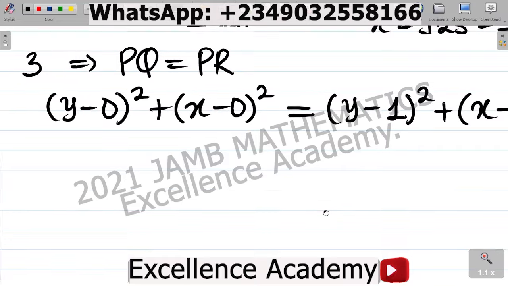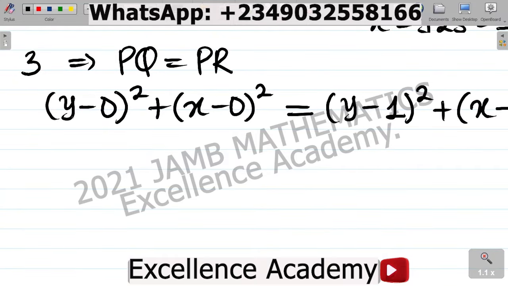Now we have to solve this question. How do we solve this? For this, we know that Y minus 0 is Y. So anything minus 0 is itself. Don't stress. This is Y squared plus X minus 0. Anything minus 0 is itself. So it becomes X with the square there.